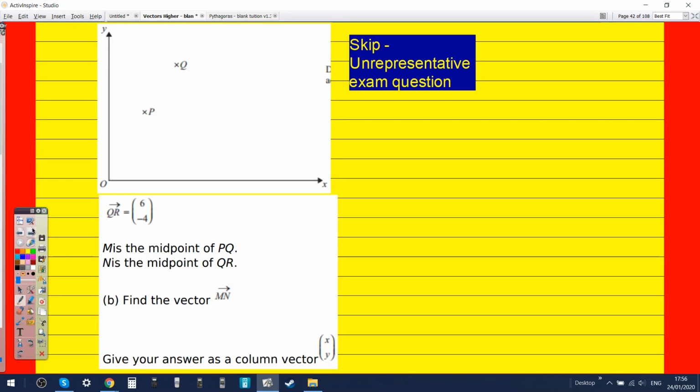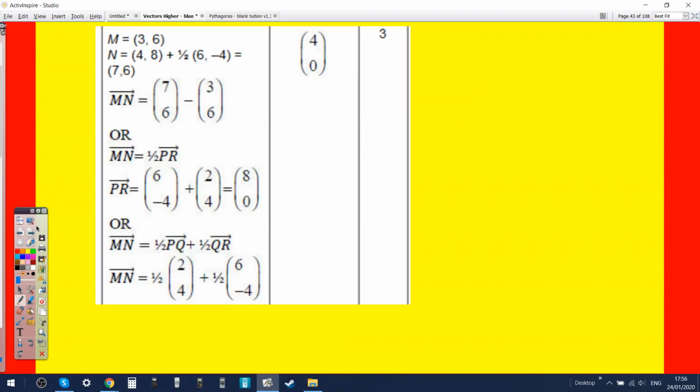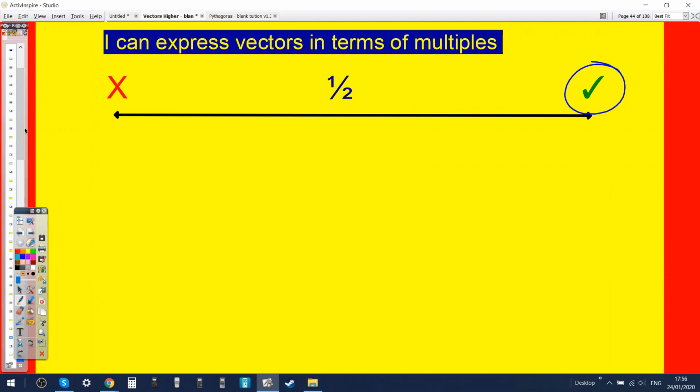Came up once. This one is very similar. Let me see this one. Midpoint, P to Q, Q to... Yeah, anyway, it just came up once. I'm not worried about those. I'm worried about the millions that are all very similar.